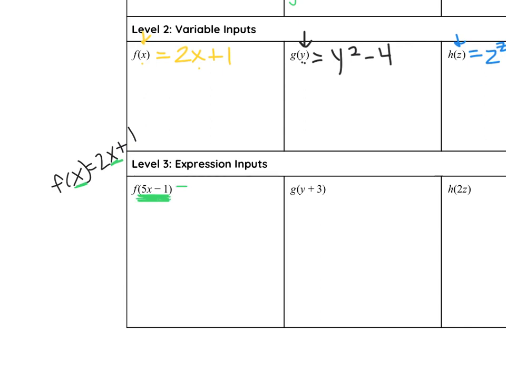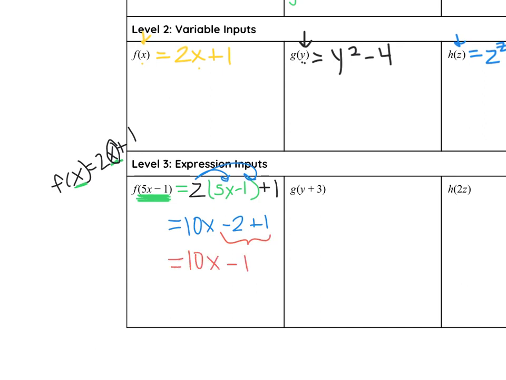So this is going to be 2 parentheses 5x minus 1 plus 1. Notice that this x just changed to 5x minus 1. That's all I've done. Now, in this case, I can distribute and combine like terms and simplify this expression. I'm going to distribute. That's going to give me 10x minus 2 plus 1. Combine my like terms. So my final answer is 10x minus 1. Let's look at g.